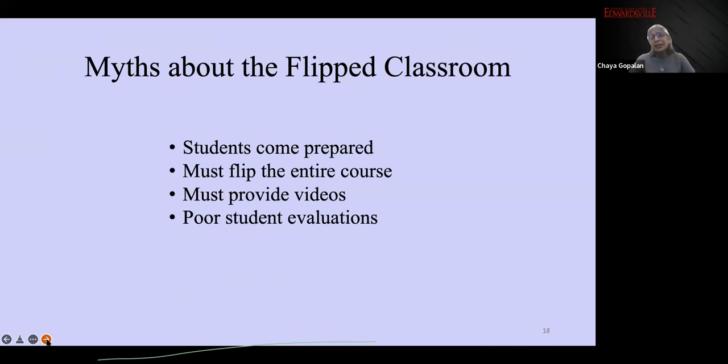Myths about the flipped classroom. What are some myths? Myths meaning false assumptions, right? Students come prepared is a myth.